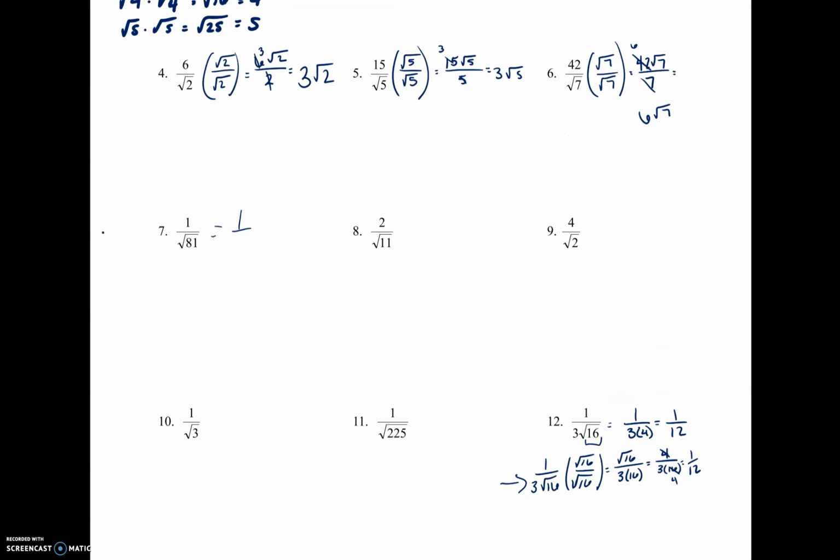So I got number 7. That's 1 over 9. Square root of 81 is 9. Okay.